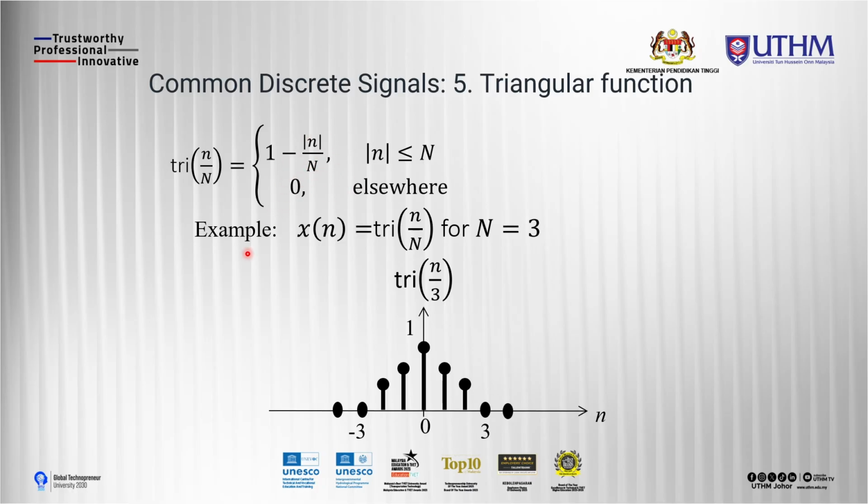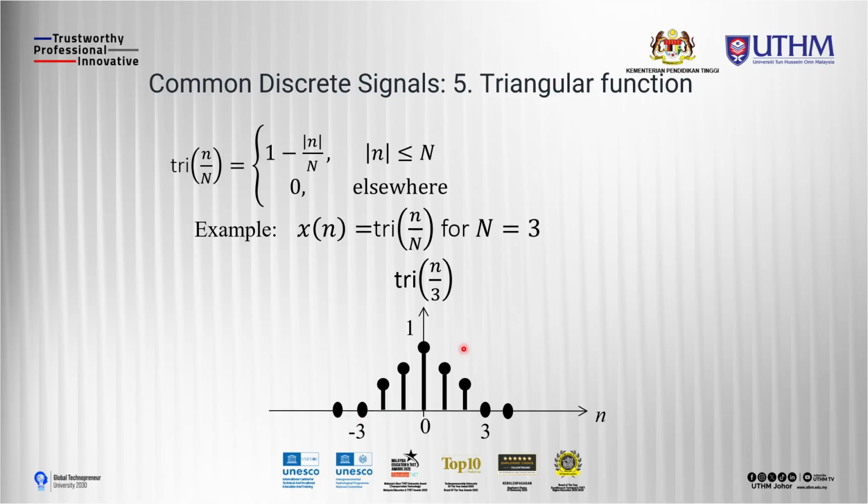Let's look at an example. If you have tri of n over capital N, with the N here being 3, so this means it's n over 3. The 3 here means the capital N, the value means 3 at the right and 3 at the left.